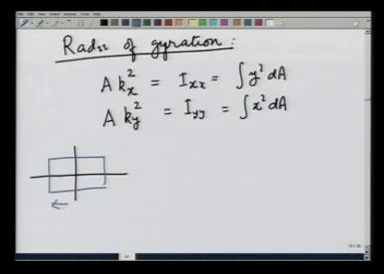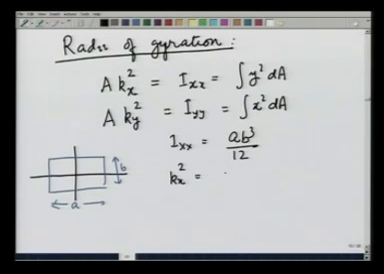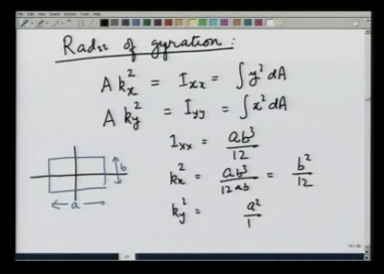Thus, for example, when we look at a rectangle of length a and width b, we have already calculated that Ixx is equal to a b cubed over 12, and therefore, kx squared is going to be a b cubed over 12 a b, or equals b squared over 12. Similarly, ky squared is going to be a squared over 12, and from these, the radii of gyration about the x axis and the y axis can be calculated.